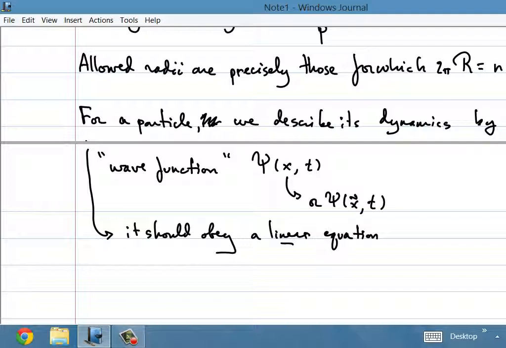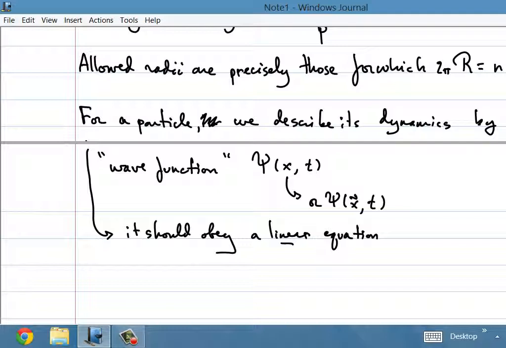So in order to determine exactly what equation this function psi should obey, I'd like to step back a little bit and remind you of precisely how we interpret psi physically.